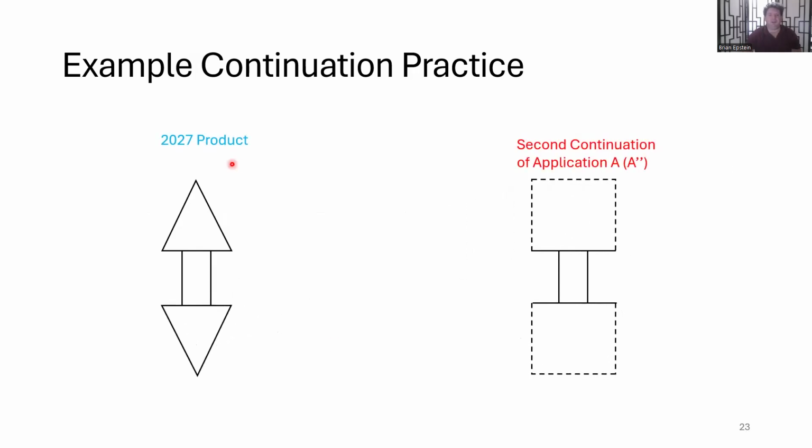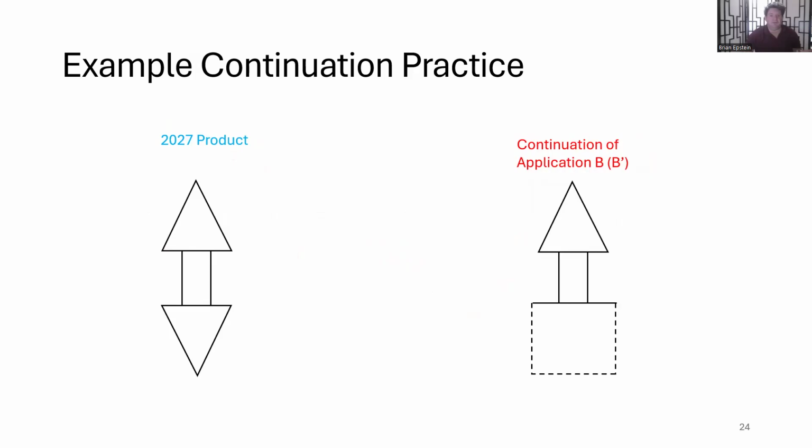Okay, here's our 2027 product. Now, we've got these two horizontal lines that we're protecting with our second continuation application in the A series of figures. This one's obviously very broad. You might not get this patent. This might be too broad. But that's what we're trying to do, keep this as broad enough based on its original priority date to cover this product as well.